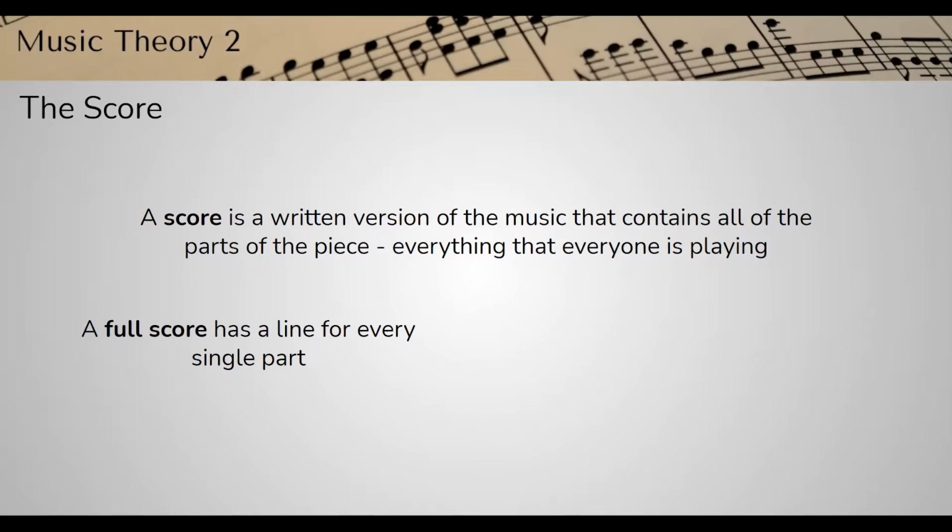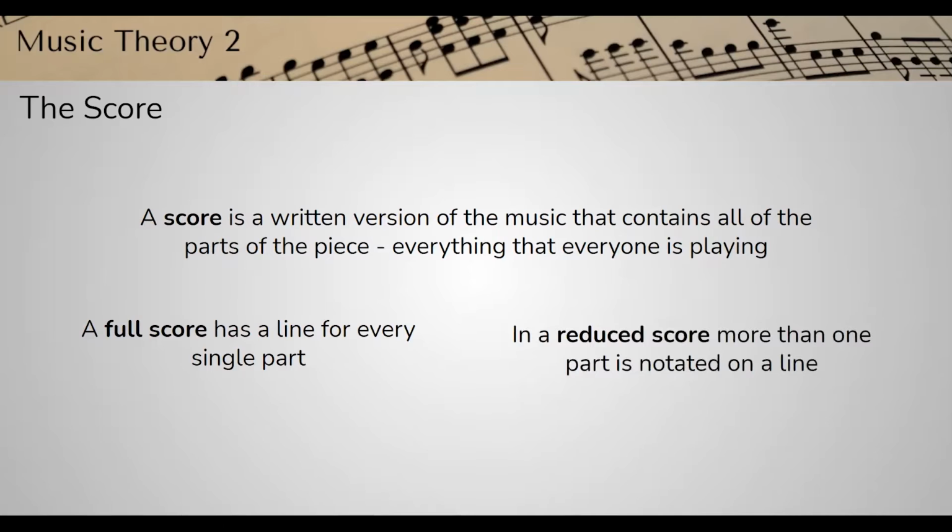There's a full score. This is usually what a conductor would use. And a full score has a line for every single part. So in an orchestra, every single instrument would get its own line, and that would all exist in this full score so that a conductor or whoever can see it and be like, okay, that horn, you need to do this during this part, right? There's also a thing called a reduced score, and that's when more than one part is notated on a single line. And that's mostly what we're going to be doing in our class.